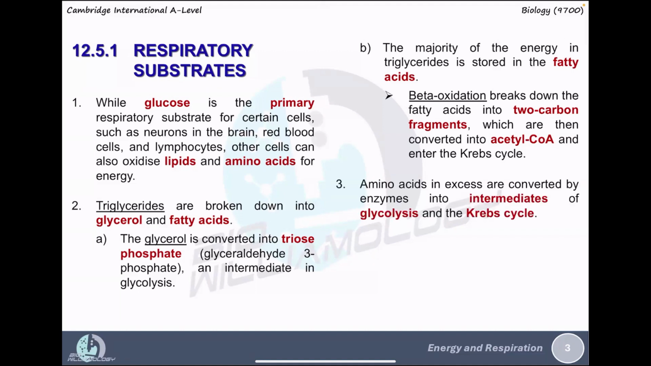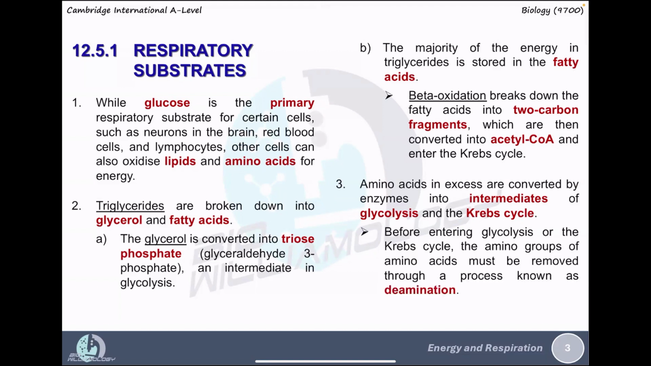How about amino acids? Amino acids in excess are converted by enzymes into intermediates of glycolysis as well as the Krebs cycle. But before they can enter glycolysis or the Krebs cycle, the amino acid must undergo a process known as deamination, where the amino group of the amino acid is removed.